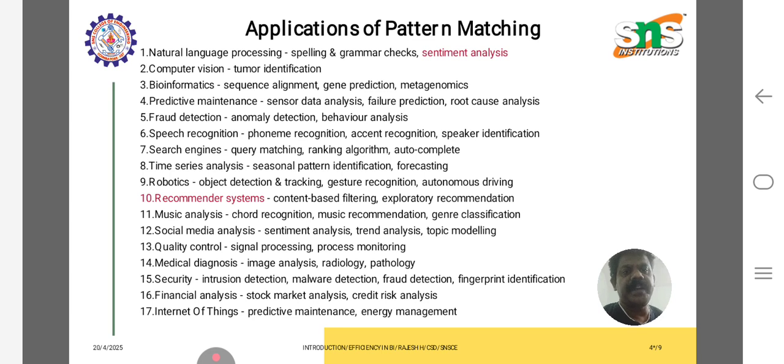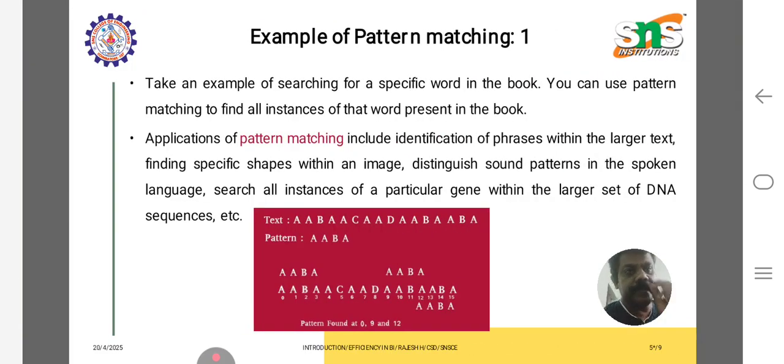So likewise, social media analysis, where sentiment analysis, trend analysis, and topic modeling. Quality control, signal processing, process monitoring, and medical diagnosis, image analysis, radiology, pathology. And in security, intrusion detection, malware detection, and fraud detection, fingerprint identification. Financial analysis, where the stock market can be analyzed, credit risks can be analyzed, and also in IoT, Internet of Things, where predictive maintenance can be handled with energy management.